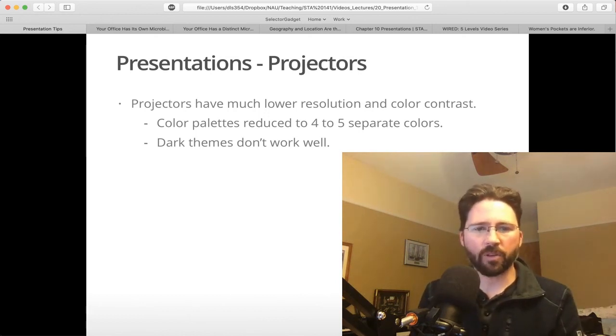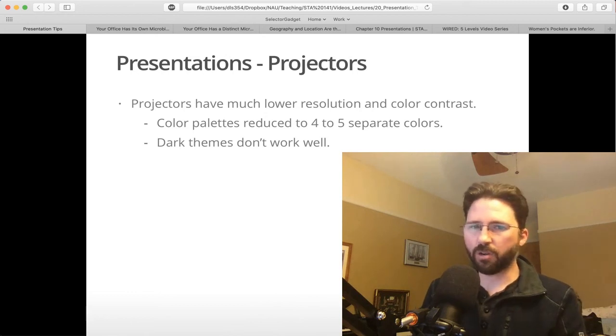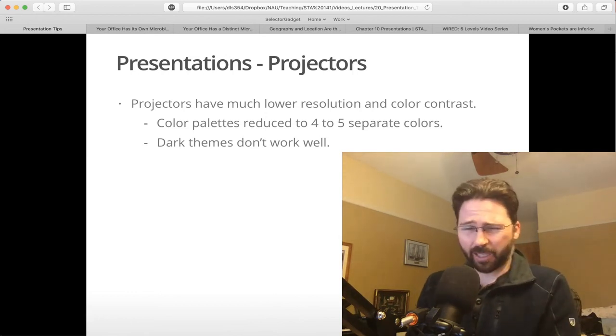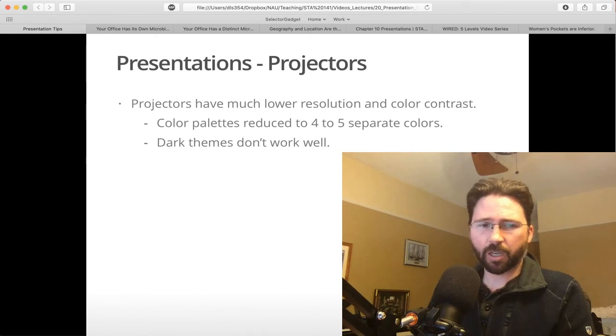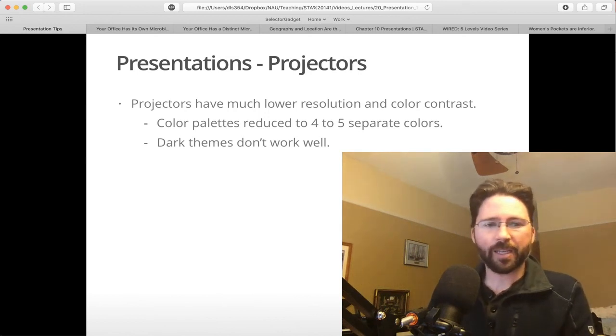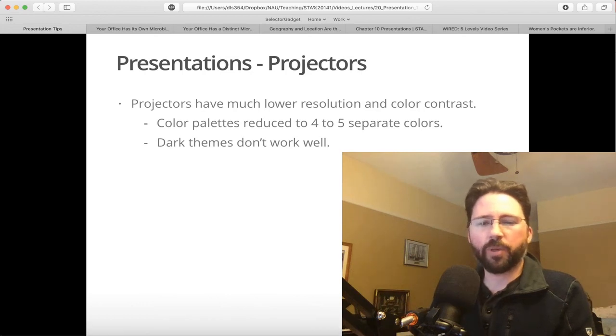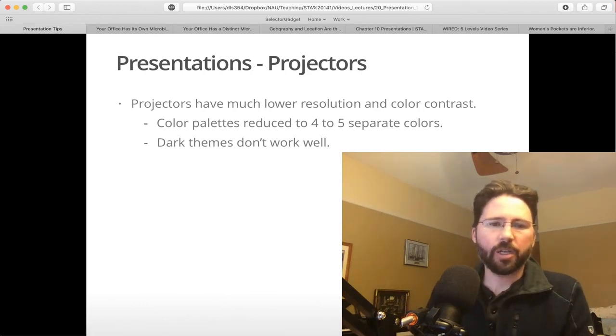Second, dark themes look great on your monitor, but they look horrible on a projector. So just don't do dark themes. Do white background and dark text. That's going to be a much safer thing to do.